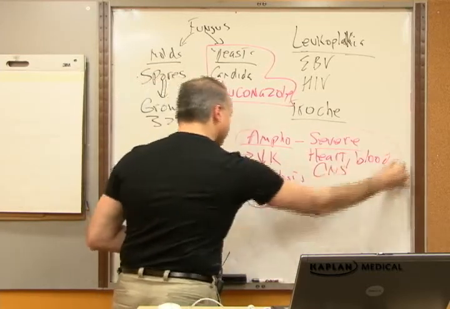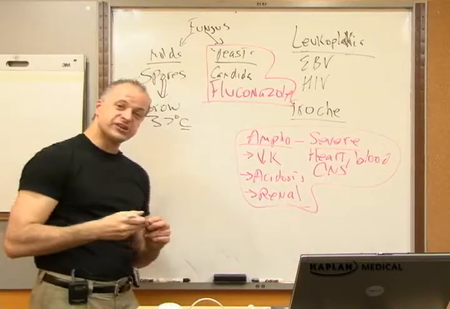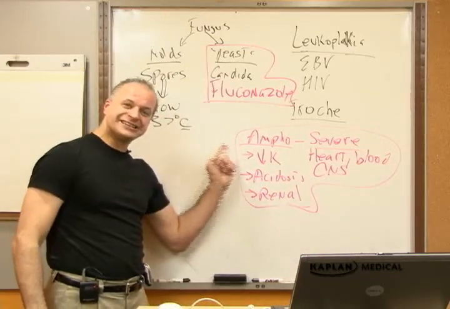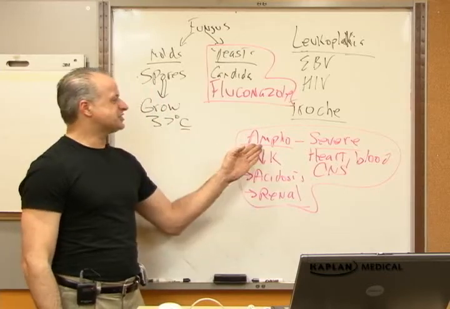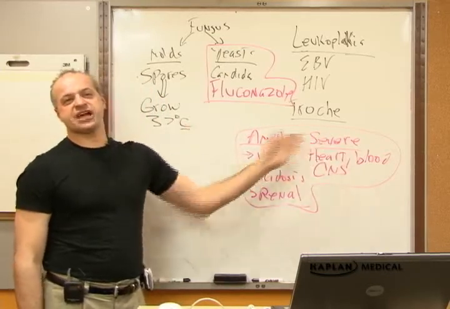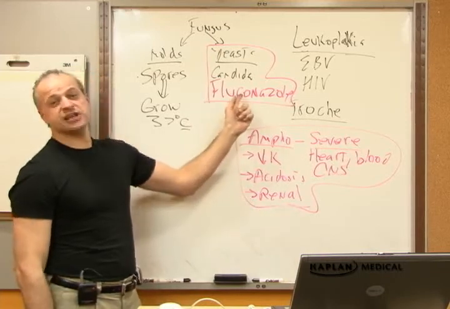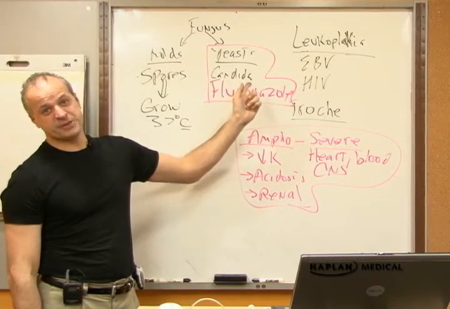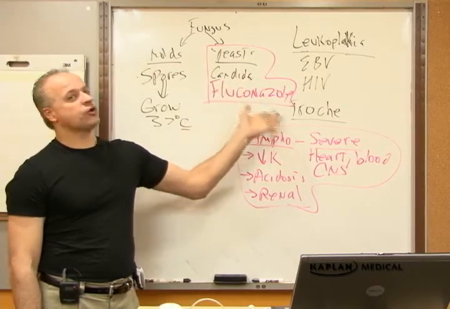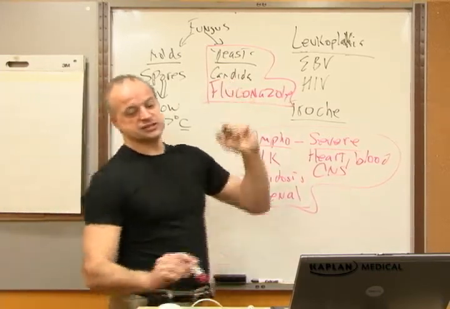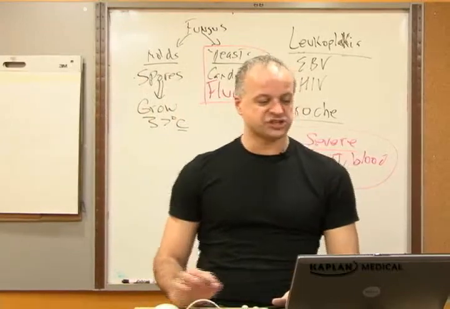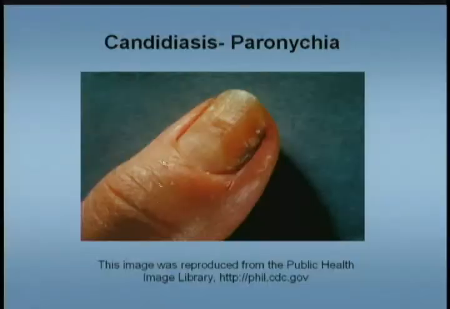Everybody on amphotericin develops a renal tubular acidosis, a distal renal tubular acidosis, and renal failure. Amphotericin is only for severe life-threatening infections. Fluconazole can be for life-threatening things like neutropenic fever, but fluconazole can also be for simple things like vulvovaginal candidiasis, topical antifungals, or vulvovaginal candidiasis.